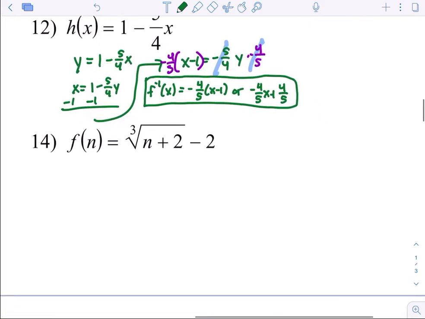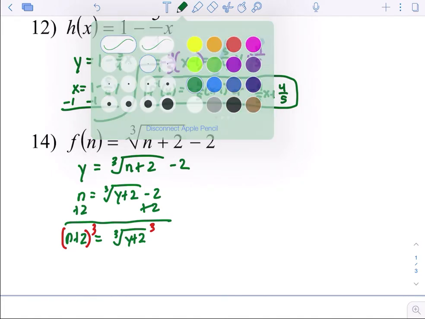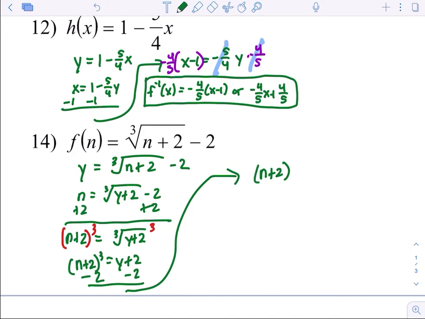And lastly, 14. Change that f of n to be y. Switch the variables. Solve for the new y. So we're going to add 2 to both sides. Cube, raise both sides to the 3rd power. Subtract both sides by 2. And then that y is going to be our f inverse of n.